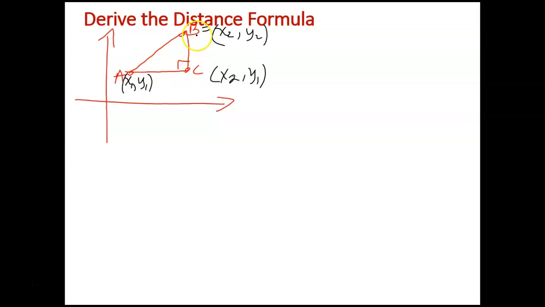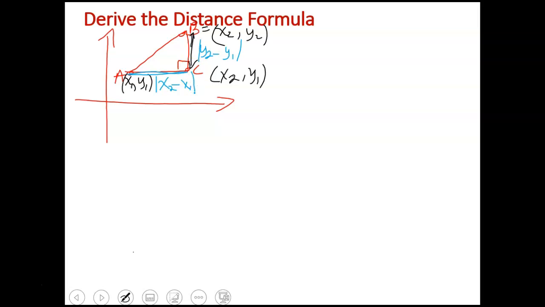Now to find the distance between these, this whole length, it's going to be the distance of the vertical. So we're going to subtract y2 minus y1. It's the absolute value, because distance cannot be negative, so we keep the absolute value here. We do the same thing for the distance from here to here. That's going to be the absolute value of the x values, so x2 minus x1.